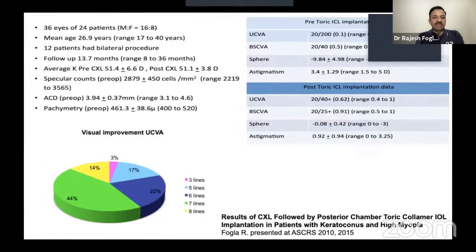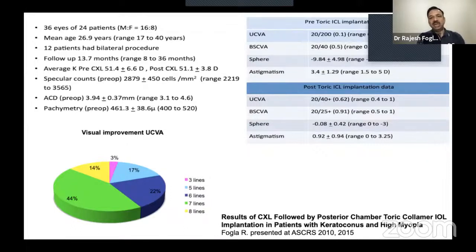So this is what we had presented at both AIOC and ASCRS, and we analyzed 36 eyes of 24 patients who had undergone toric ICL implantation. The mean age was 26 years, ranging from 17 to 40. 12 of these patients had a bilateral procedure. The average follow-up was about 13.7 months. The average pre-cross-linking K was 51 diopters. Post-cross-linking was also the same, no progression. They had good specular counts, and anterior chamber depth on average was about 3.9, which is expected in patients with keratoconus. The average pachymetry was 461.